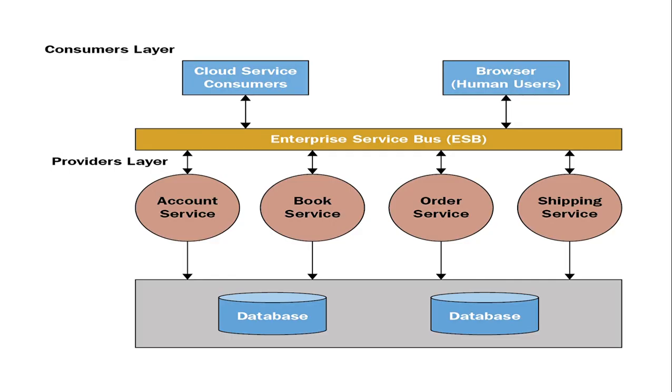This is another example where you can see that through the ESB the different services such as account service, book service, order service, or shipping service, the user is able to communicate with all these services through the ESB. They can share the database or can have an independent database as well.